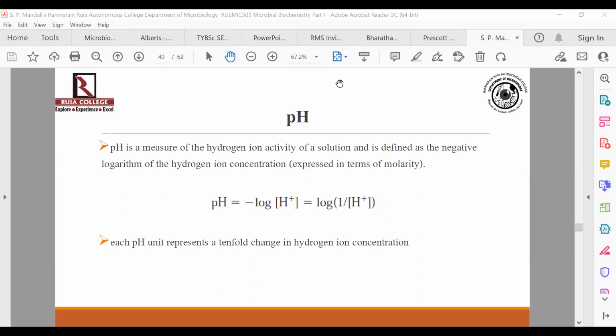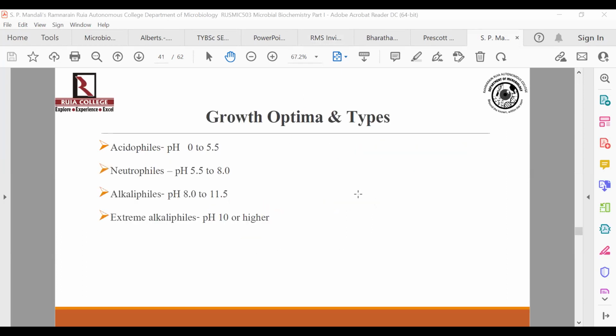While if you talk about pH 6 getting converted to pH 5, or rather, sorry, pH 6 to pH 7 would be a 10 times decrease in hydrogen ion concentration, while pH 6 to pH 5 will be a 10 times increase in hydrogen ion concentration. So what I basically wanted to tell you is that a 1 unit pH change will be equivalent to almost a 10 times change of hydrogen ion concentration in the sample.